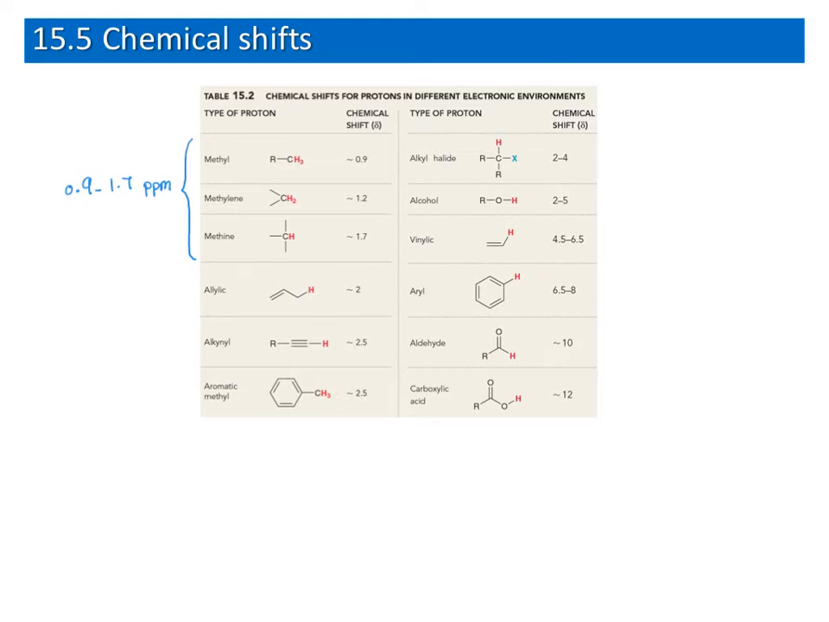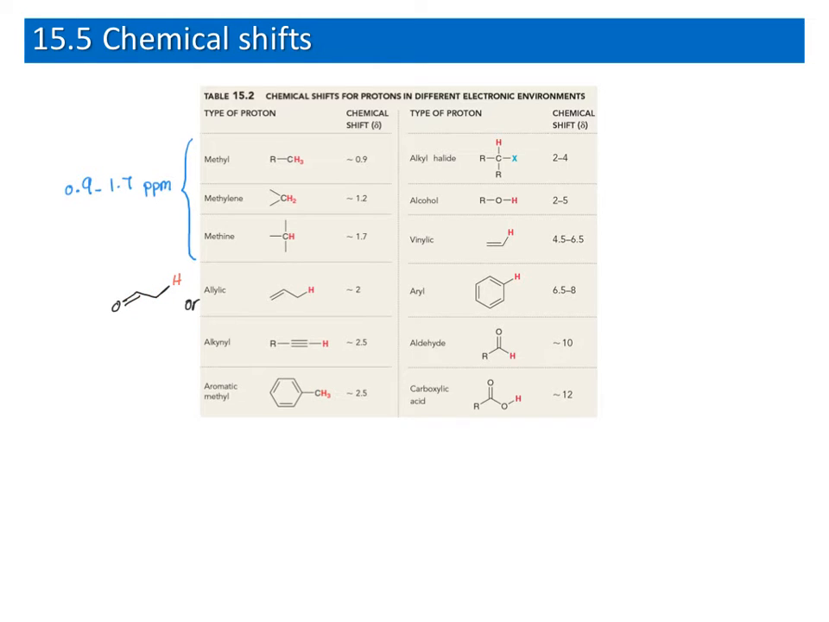Then we have allylic hydrogen, which is the hydrogen connected to the carbon which is connected to the double bond. Even this hydrogen, it's the same thing, right? So it's similar to allylic: a hydrogen connected to the carbon which is connected to the double bond.